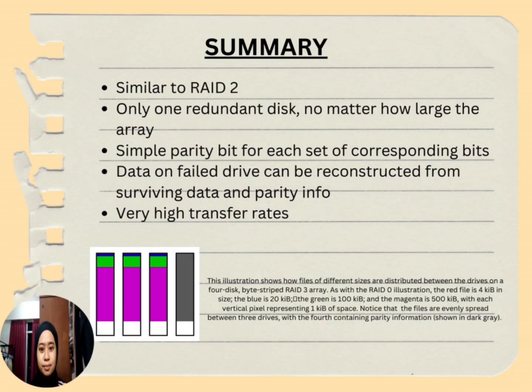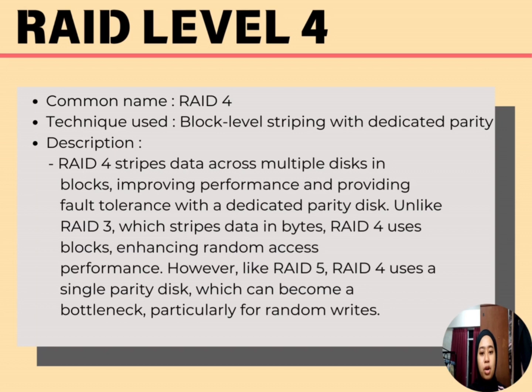point of failure. This RAID level 3 is similar to RAID 2, only one redundant disk no matter how large the array. Simple parity bit for each set of corresponding bits. Data on a failed drive can be reconstructed from surviving data and parity info. Very high transfer rates.